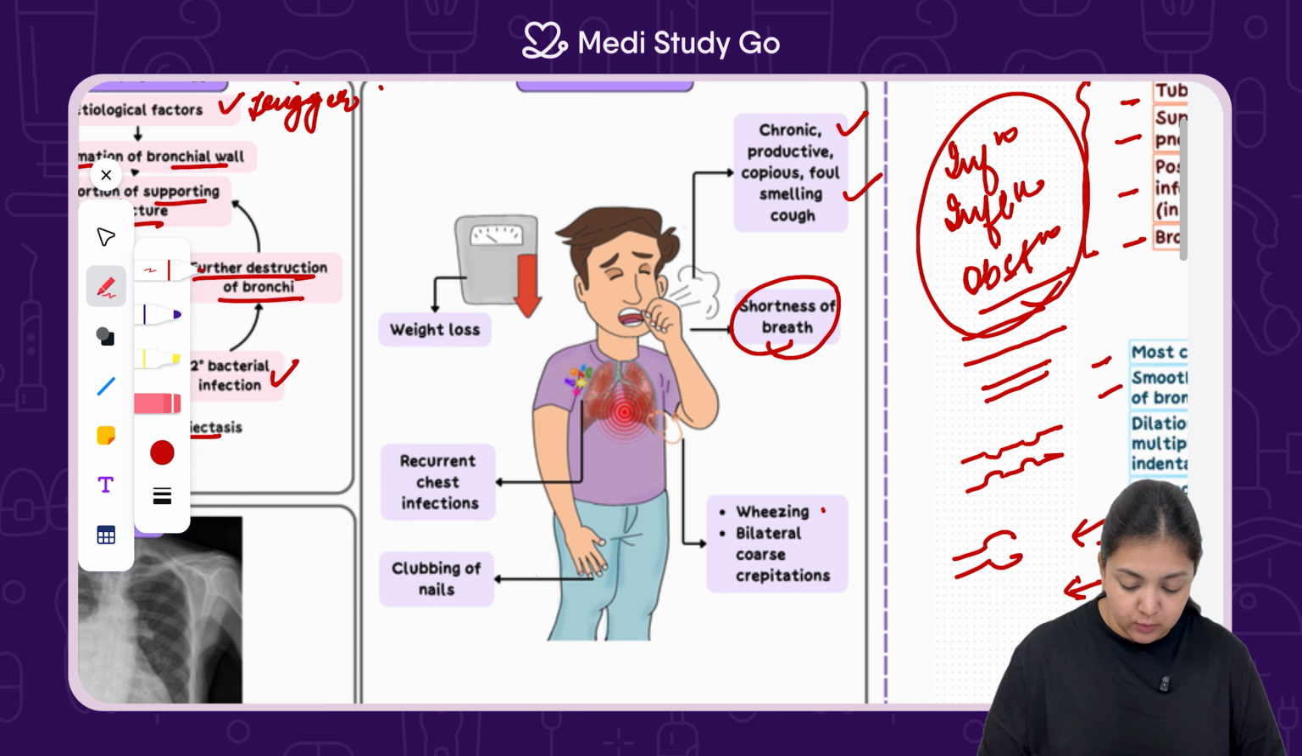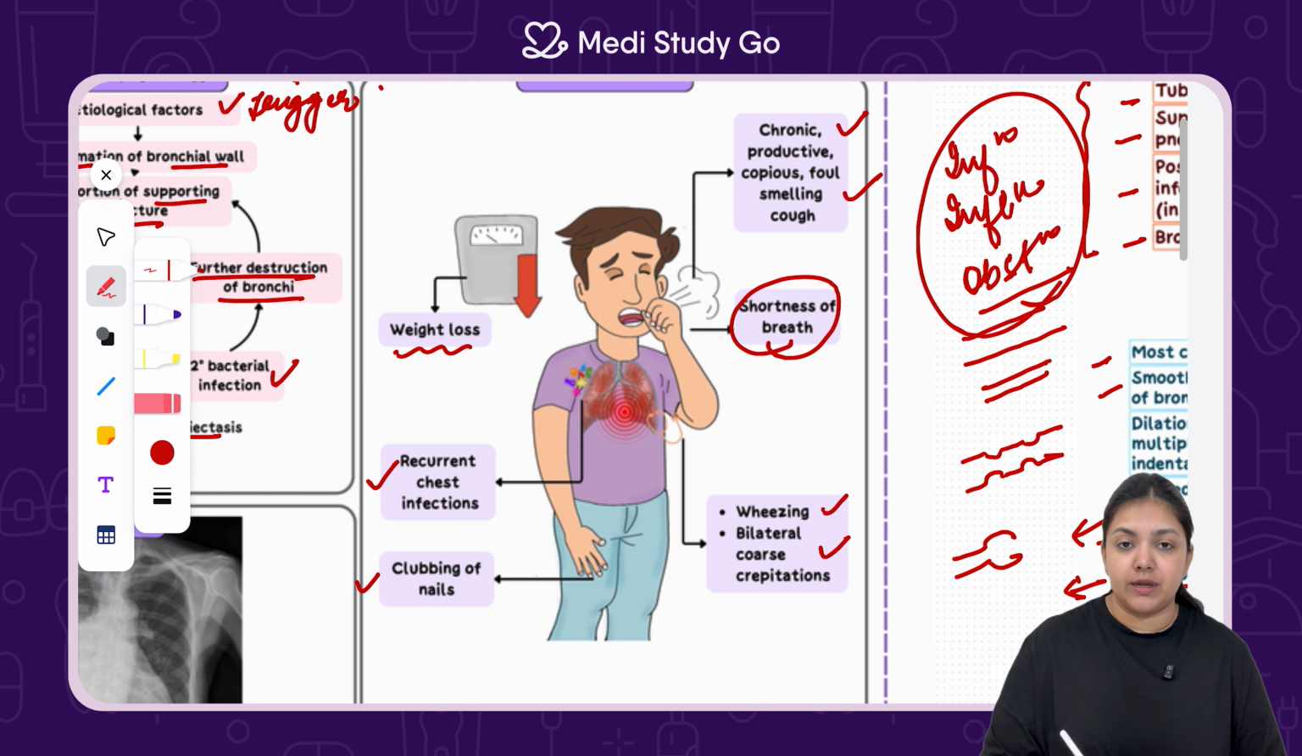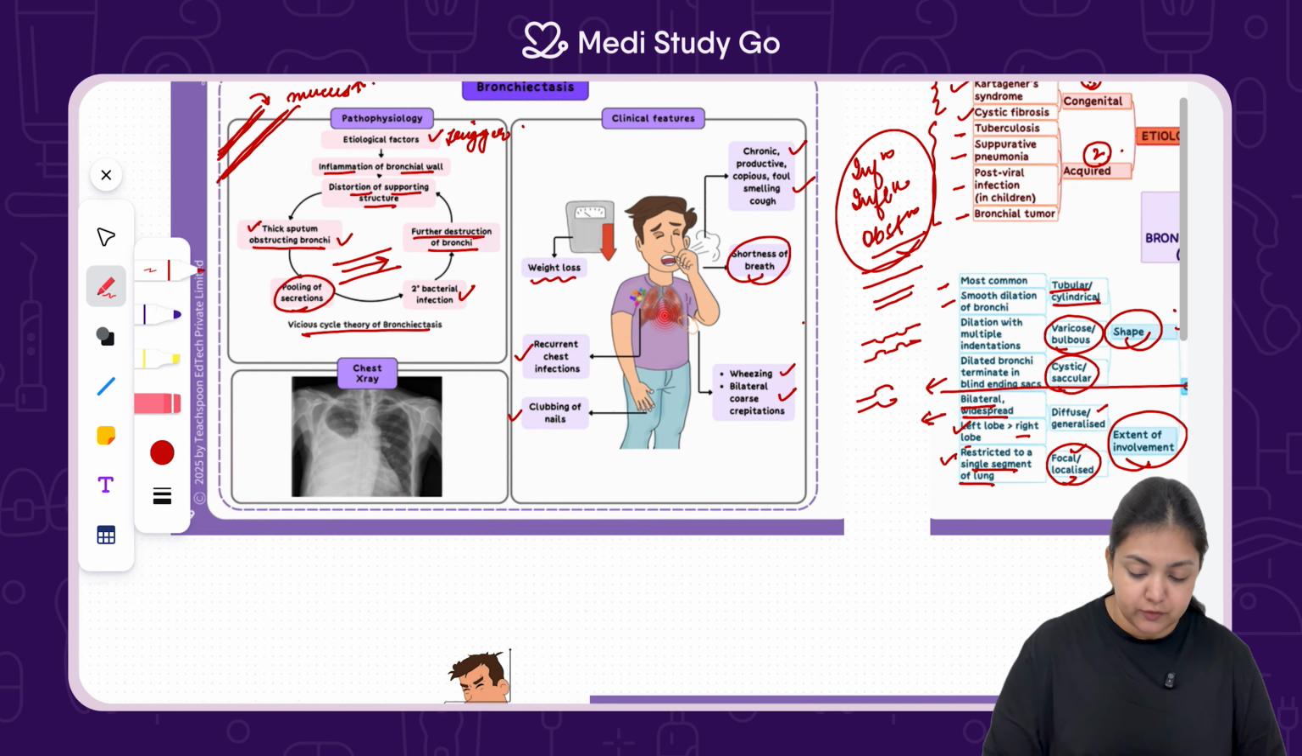There's going to be wheezing sound and bilateral coarse crepitations, because whenever the patient inhales, the air is going to crack through the mucus, and that is going to produce a crackling sound or crepitations. Next, there's going to be clubbing of nails because of improper circulation of oxygenated blood. There's going to be recurrent chest infection because bacteria are lodging in the chest, and also weight loss, because the patient's nutrition is going to get affected and appetite is going to decrease. So this is how bronchiectasis affects the human body.